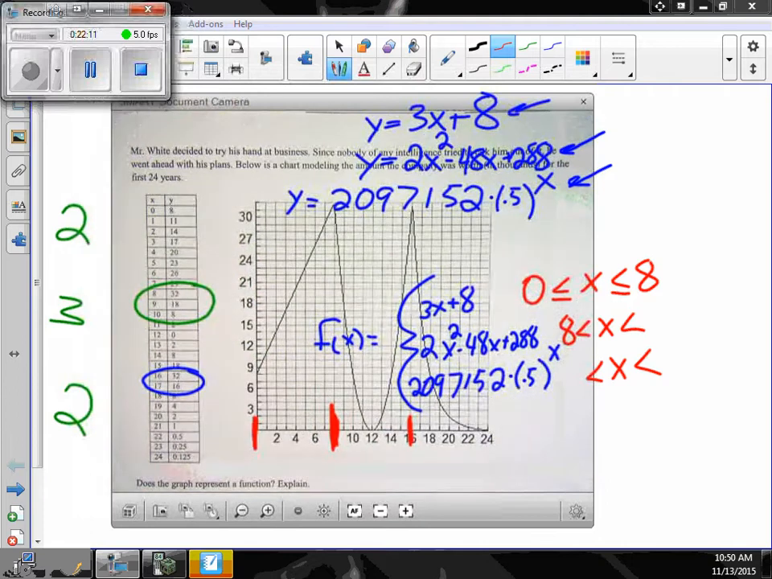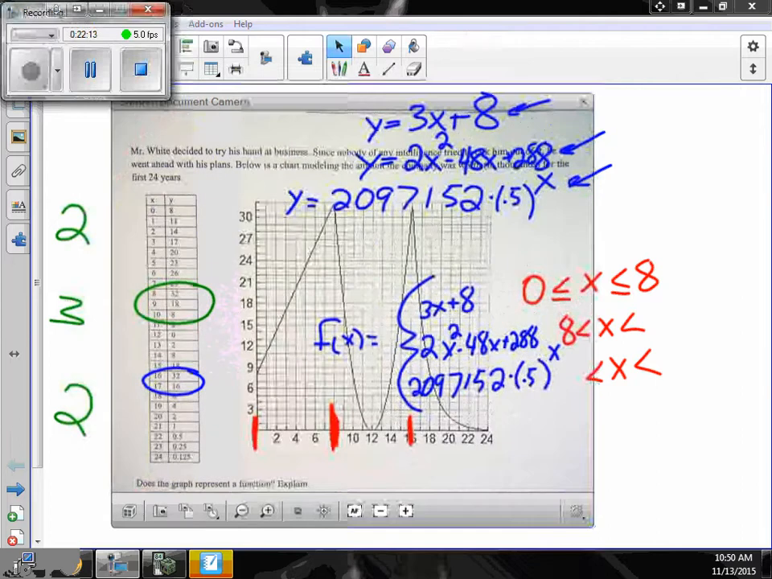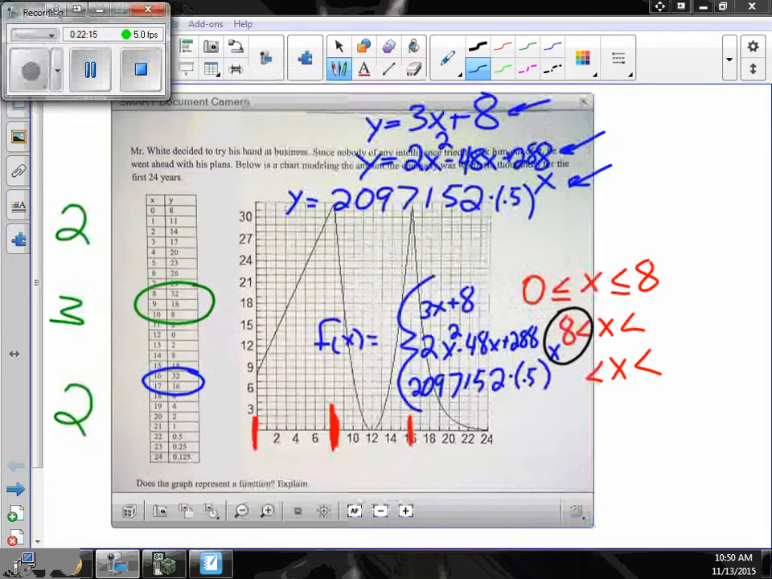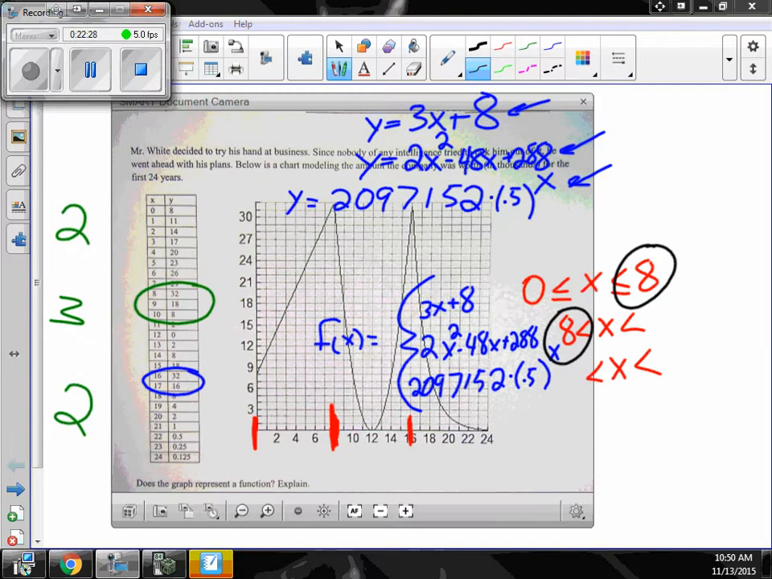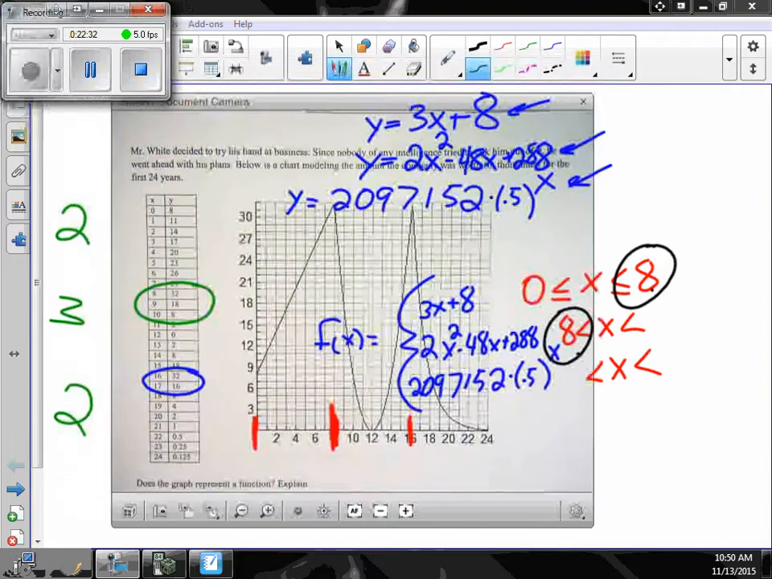So this is a little bit tricky. Can 8 belong to both the quadratic and the linear? And the answer is no. We have to pick one or the other. Now in this case it doesn't matter which one we pick, but we put the equal to on top, so on bottom there won't be an equal to.